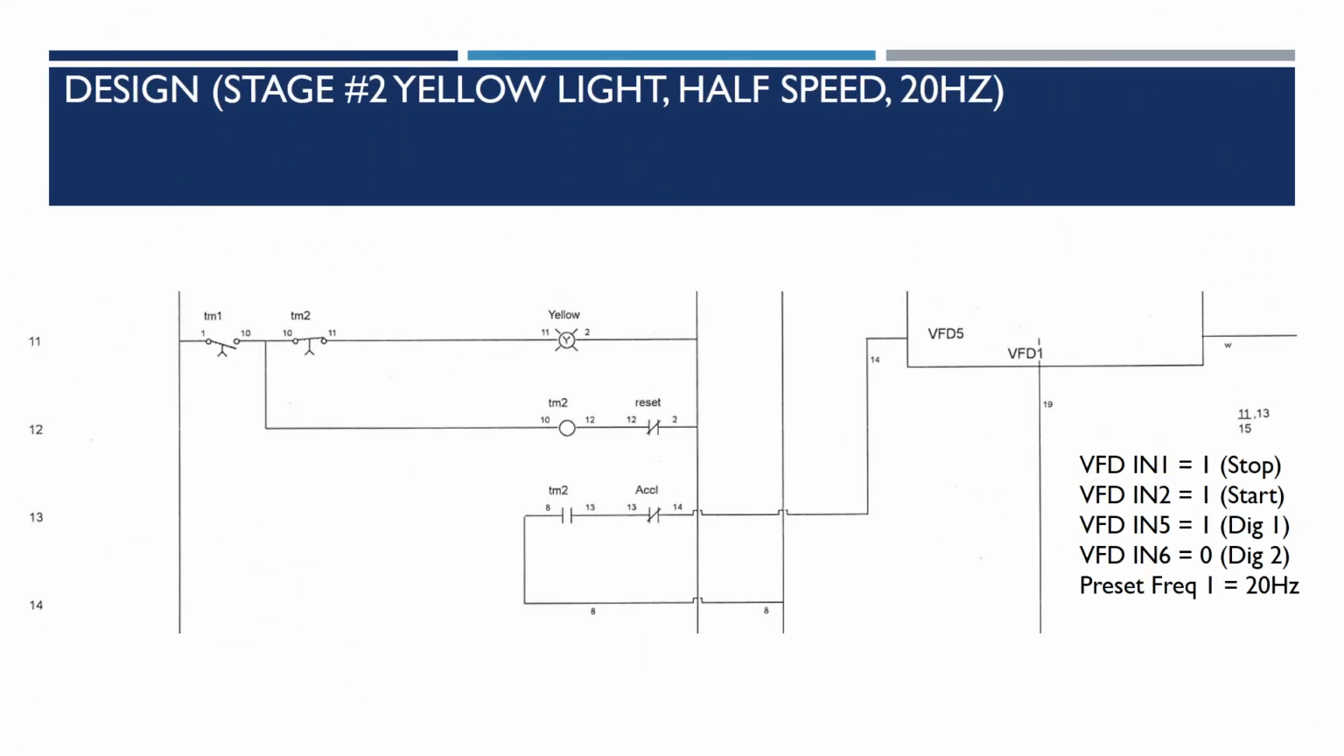Stage 2 is our yellow light half-speed stage. For this stage, we've chosen to operate the motor at 20 hertz. On the first stage, our green light stage, we were operating at 40 hertz, so we cut the frequency in half, which should give a good, very clear visual indication of the difference in speed between a green light and a yellow light.